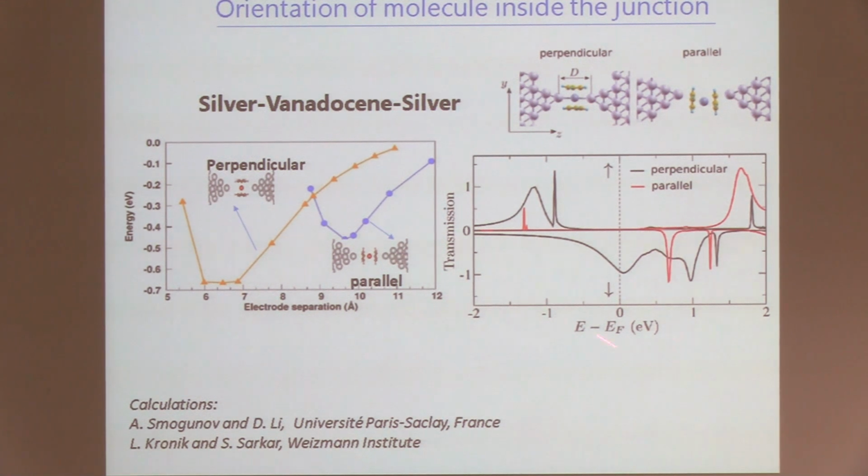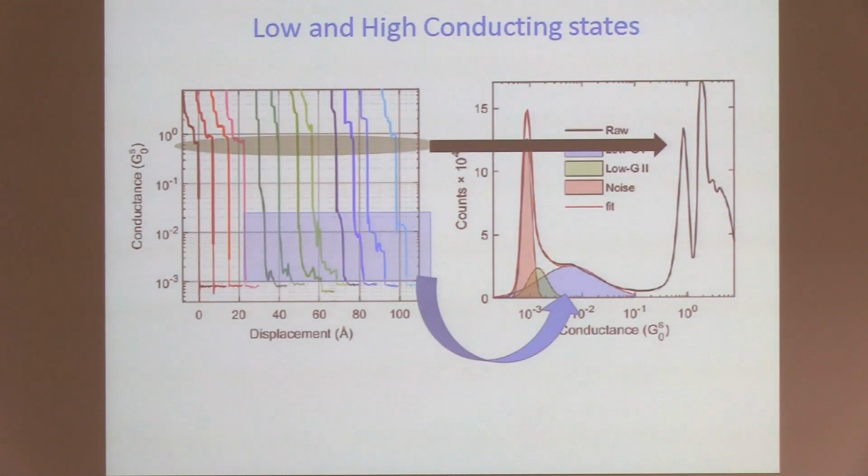And this is the spin resolved DFT calculation, where we can see that near the Fermi level one of the spin channels has a higher transmission, almost close to 1, and the other one is almost 0. So that says that we have a perfect spin filtering in this molecular junction. And this is the low conductance.